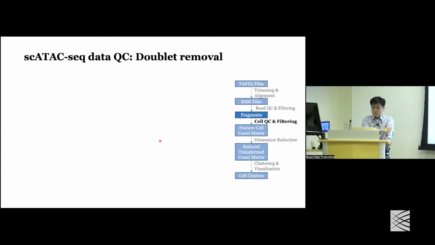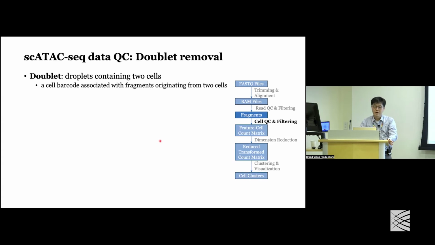As I briefly mentioned before, another potential significant artifact is a doublet, which is defined as a droplet containing 2 cells. But computationally speaking, it is essentially a cell barcode associated with fragments originating from 2 cells.